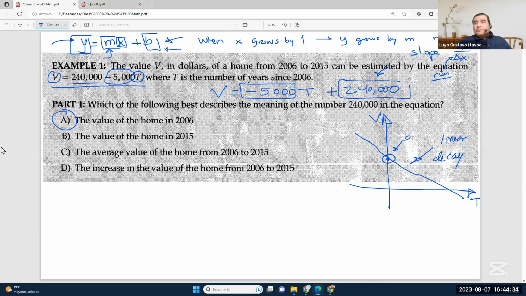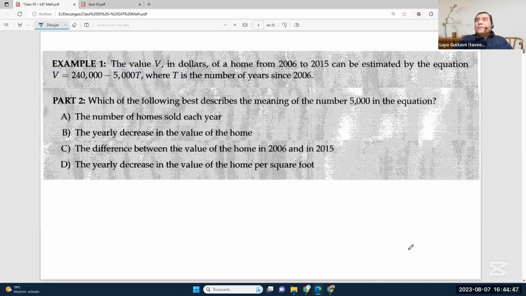Okay, so likewise, what does the other number represent in that equation? That is then the 5,000. Take a look. This is part 2 of the question. Which of the following best describes the meaning of the number 5,000 in the equation?